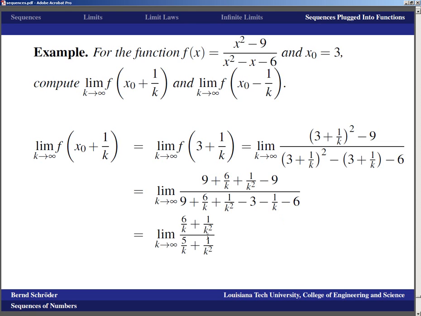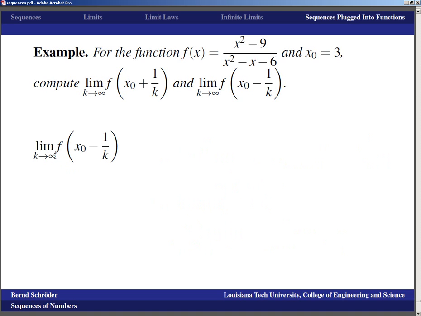So we end up with the limit as k goes to infinity of 6 over k plus 1 over k squared in the numerator, divided by 5 over k plus 1 over k squared in the denominator. Well, this one, if you just memorized that theorem that I mentioned, then this one looks kind of weird. But here we just go ahead and multiply by k to get numbers again, right? And so we end up with the limit as k goes to infinity of 6 plus 1 over k divided by 5 plus 1 over k, which is 6 plus 0 divided by 5 plus 0, which is 6/5.